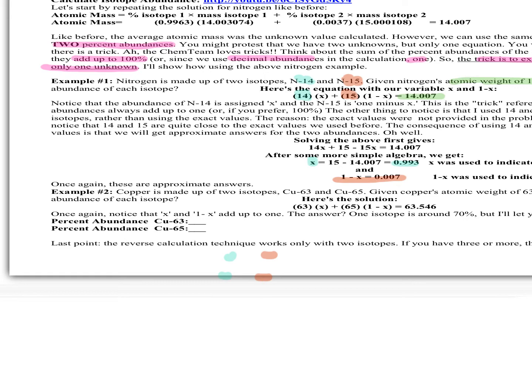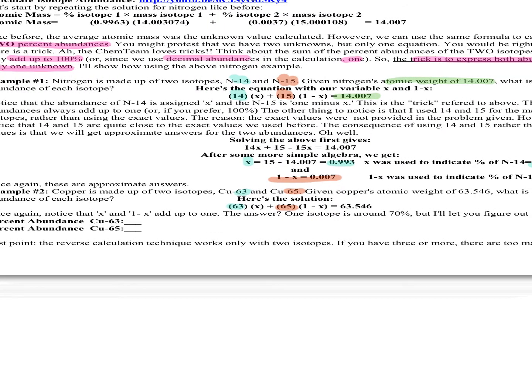The two of these added together gets me my average atomic mass, which in this case is 63.546. So you just plug in the variables you're given and then solve for x. When you solve for x, one of these isotopes, the percent should be around 70%. So solve for this and see which one should be around 70%.